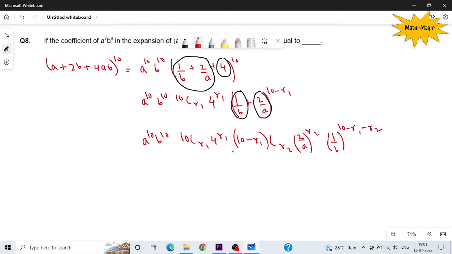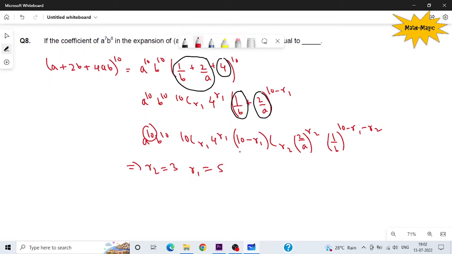Okay, so now what is the power of a that we want? We want a raised to 7. We already have a raised to 10, and here there is a raised to r2 in the denominator, so it implies that the r2 value has to be 3. Similarly for b, we already have b raised to 10, and here we have r2, so it's 10 minus 3, that is 7 minus r1. We want the power to be 8, so the r1 value will be 5. So we got the values of r1 and r2.